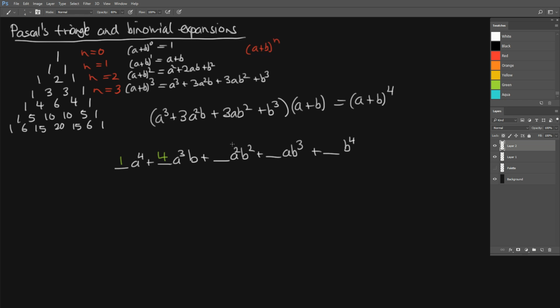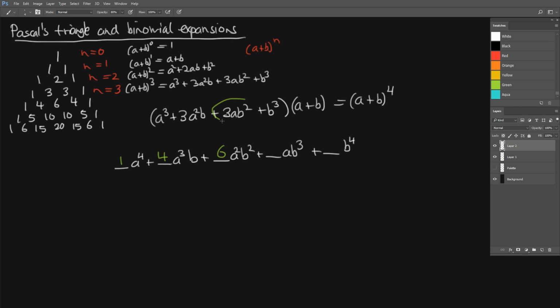And with our a squared b squared, we have our 3a squared b. We can multiply by b, and our 3ab squared multiplied by a. And 3 plus 3 is 6. As you can see, 3 plus 3 is 6.